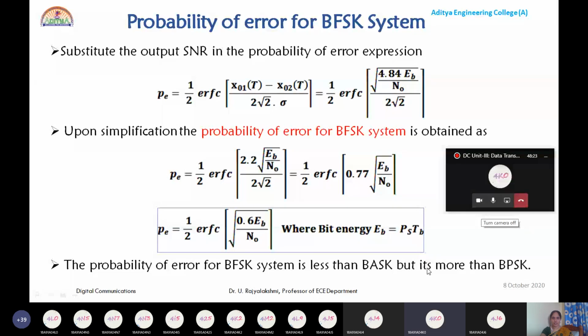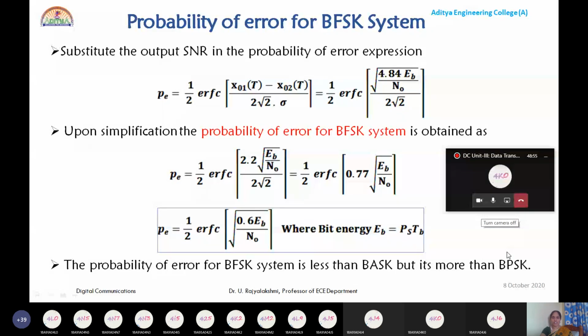Probability of error for BFSK is more than BPSK, ma'am. Okay. Why? In BPSK you have half ERFC of root EB by N naught. Because it is EB by N naught for BPSK, SNR is more compared to BFSK. So once SNR is more inside the complementary error function, probability of error will be less for BPSK. So the final conclusion, okay, thank you.